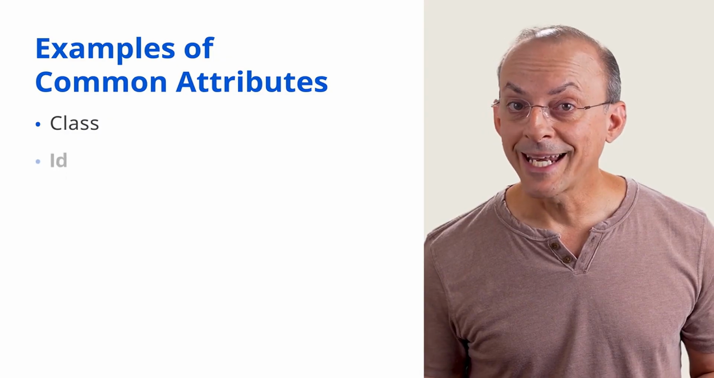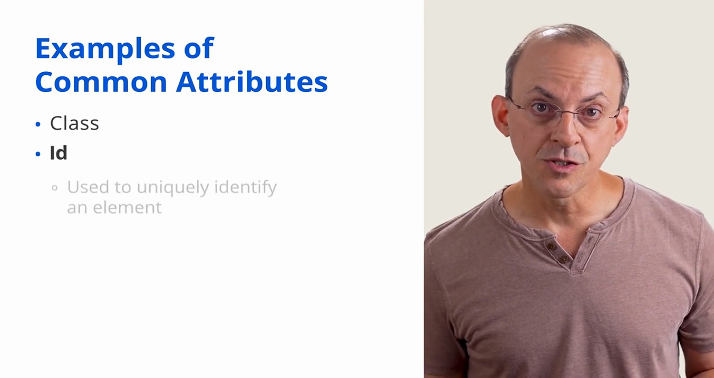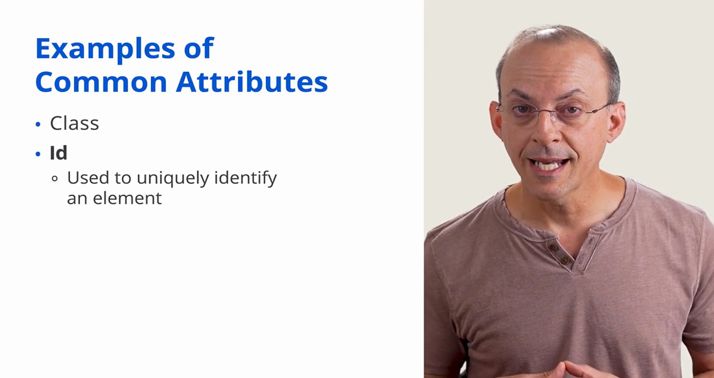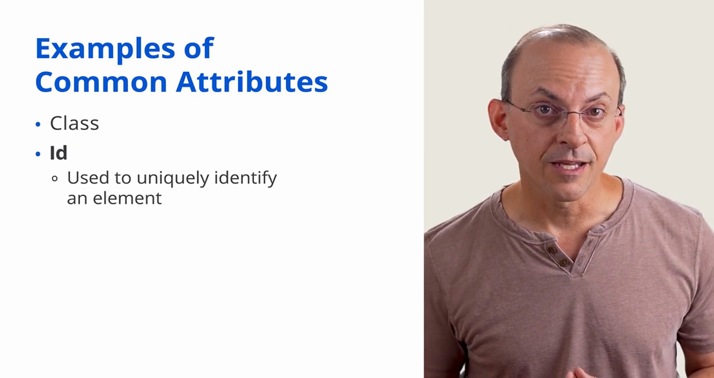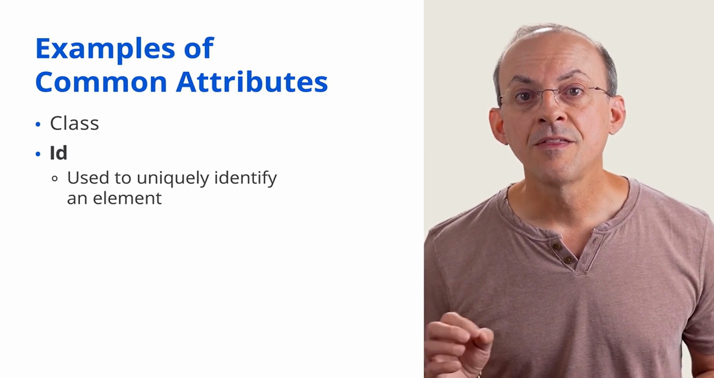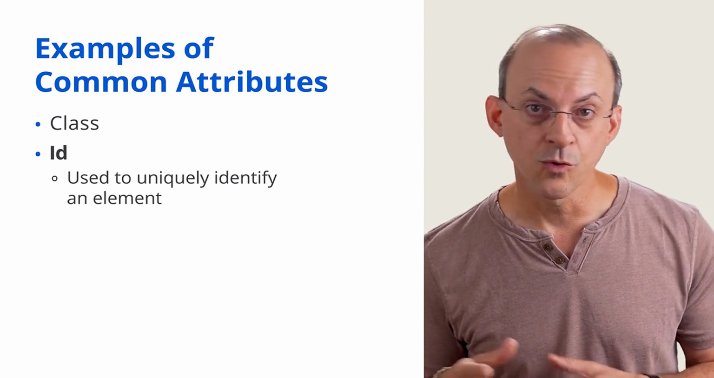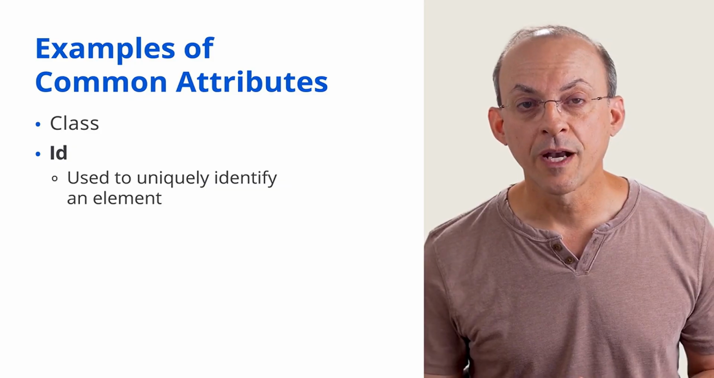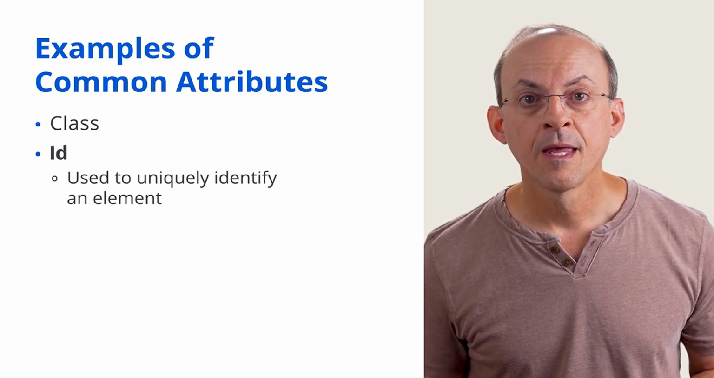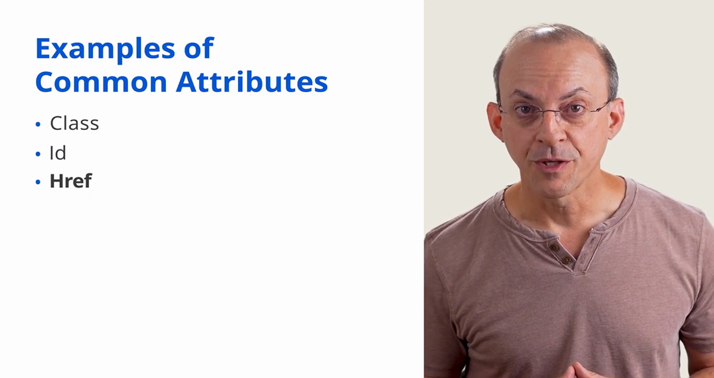Next, let's examine the ID attribute. This attribute is used to give individual elements a unique identity on your page, allowing for specific styling or functionality. This identifier must be unique on a page, allowing you to apply specific styles or JavaScript functions to that one element only. Now let's explore the href attribute.